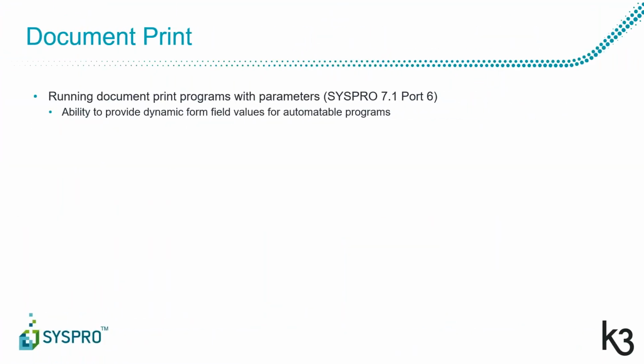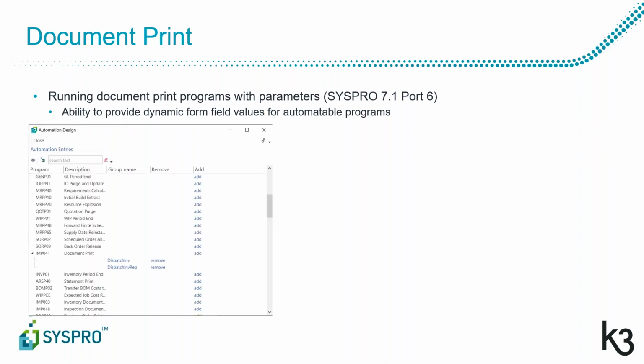Okay, so in SYSPRO 7.1, previously you could run document print, but you had to essentially hard code the parameters within the automation design program. In SYSPRO 7.1.6, they introduced the ability to actually pass in dynamic values into programs like document print, or I think the factory documentation's in there as well. But essentially anything that you can use automation design on, you should be able to use this particular technique as well.